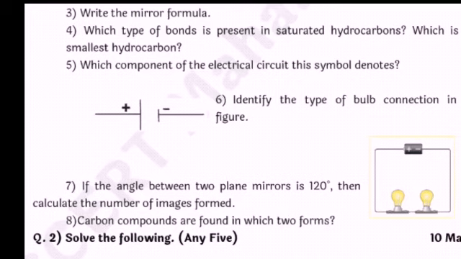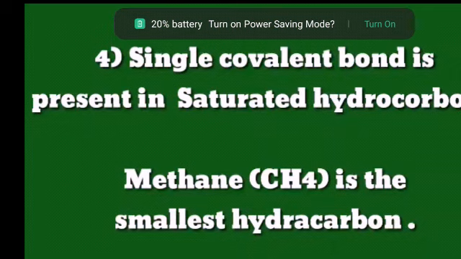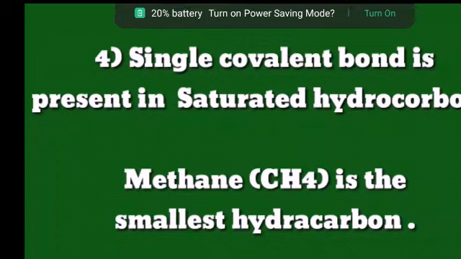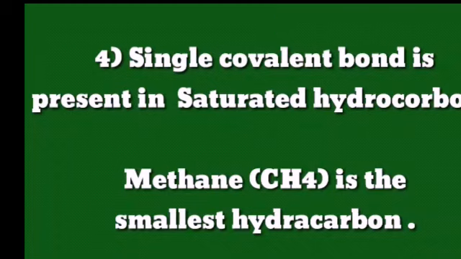Fourth, which type of bonds is present in saturated hydrocarbons? Which is the smallest hydrocarbon? Let's see the answer of this question. Single covalent bond is present in saturated hydrocarbons, and methane, that is CH4, is the smallest hydrocarbon.